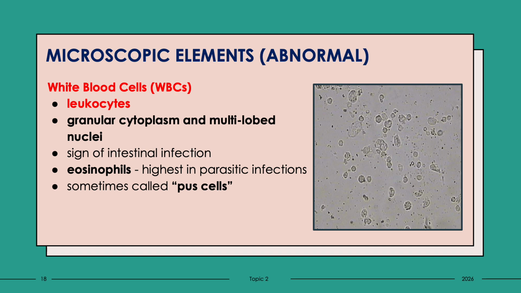So some other reference laboratories may use pus cells instead of white blood cells in reporting this type of blood cell in stool. So again, just like what I have said, it requires special staining, Giemsa stain or a Wright stain, to highlight specifically the nuclei of such blood cells.